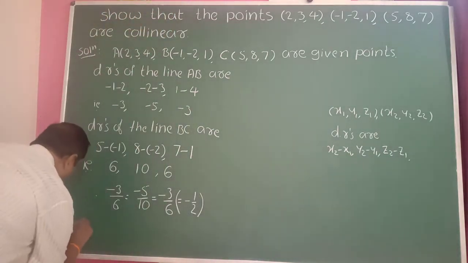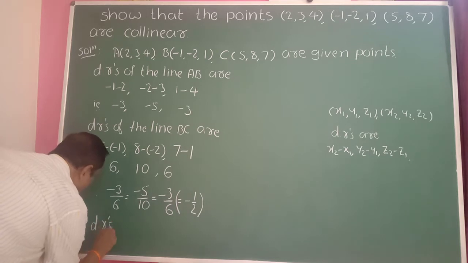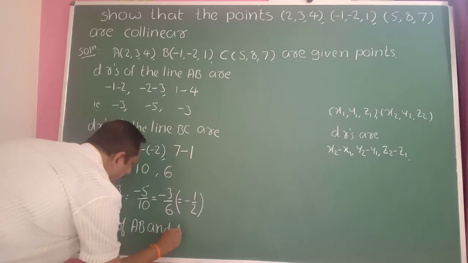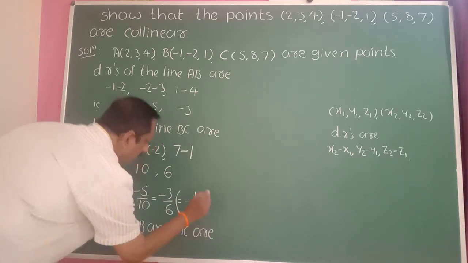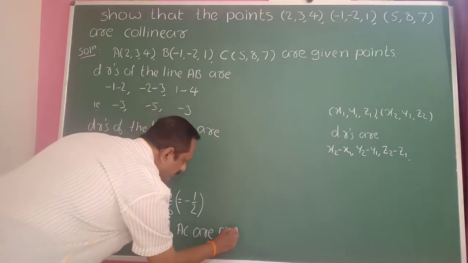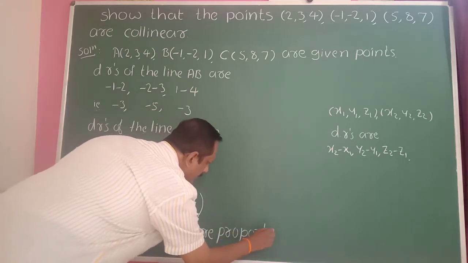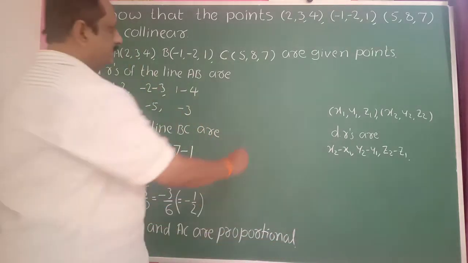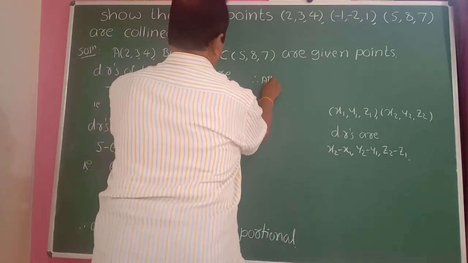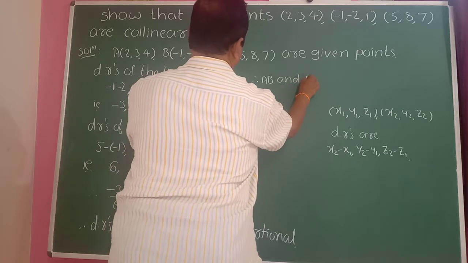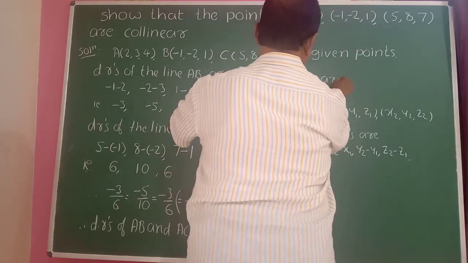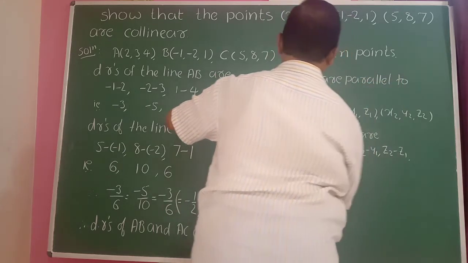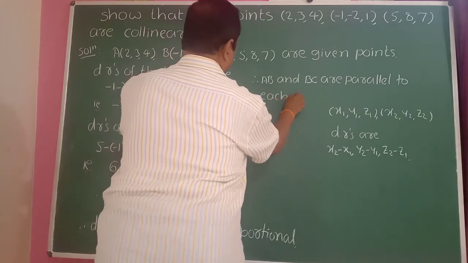Hence the direction ratios of AB and BC are proportional. If they are proportional, then they are parallel to each other. Therefore AB and BC are parallel to each other.